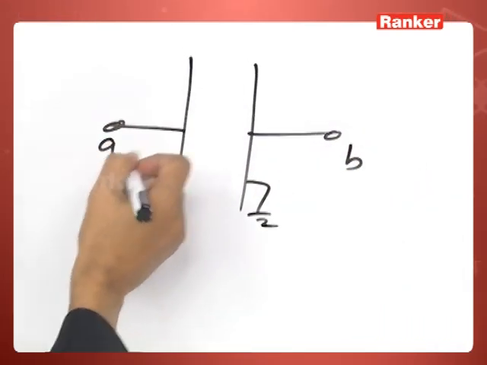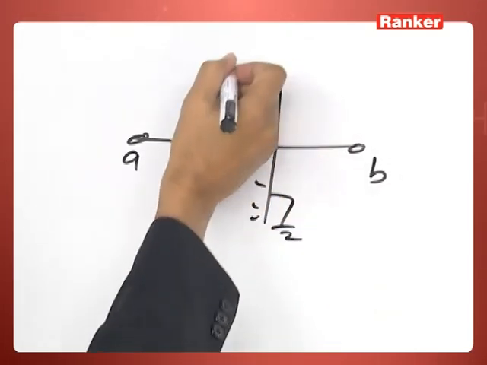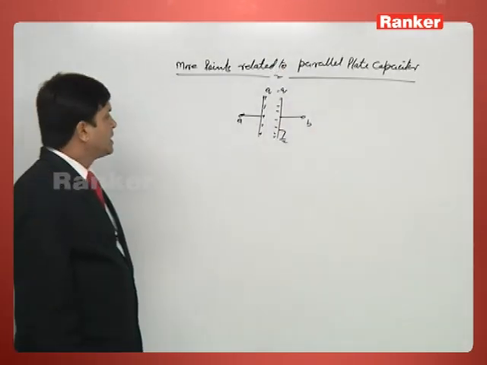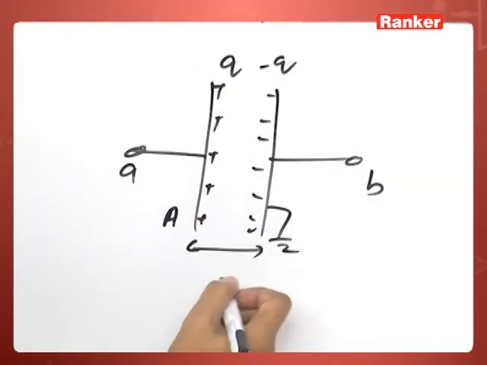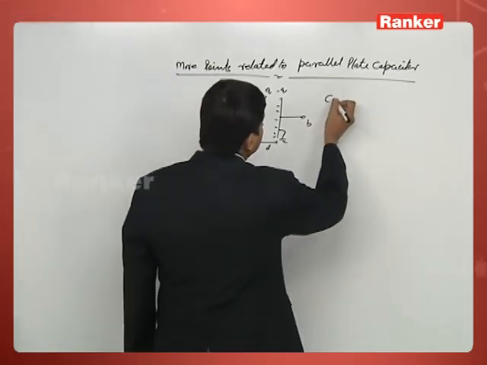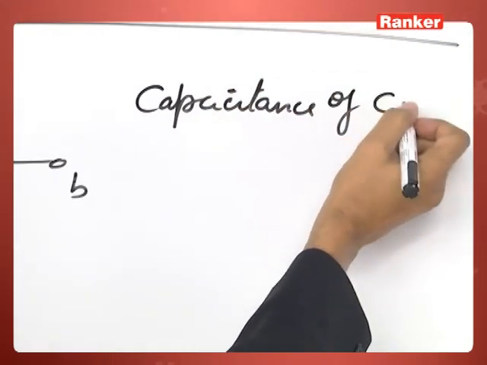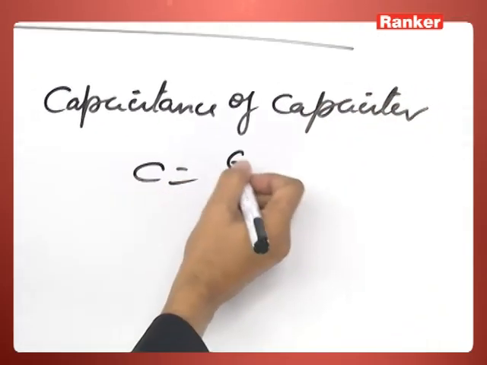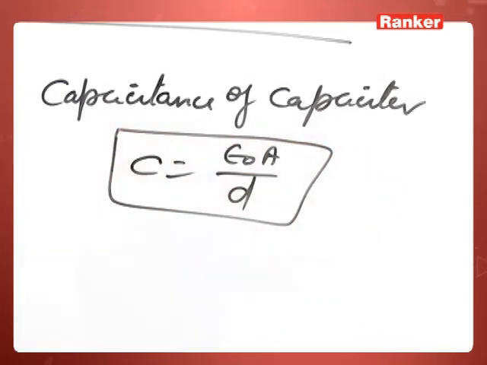A and B are the terminals, and if Q is the charge on one plate, then the other plate has charge minus Q. Let C be the capacitance, A the area of the plate, and D the separation between the plates. We have already found the capacitance of a capacitor: C is equal to epsilon naught A by D. This is the capacitance we have already calculated.